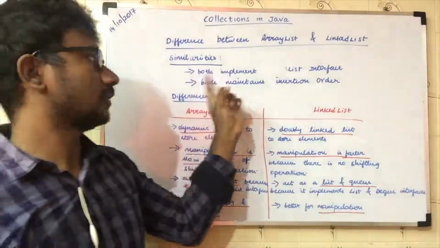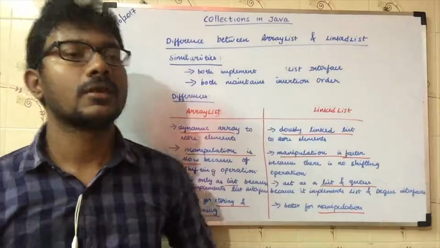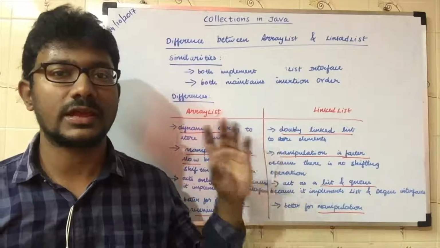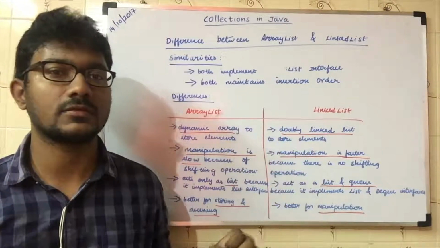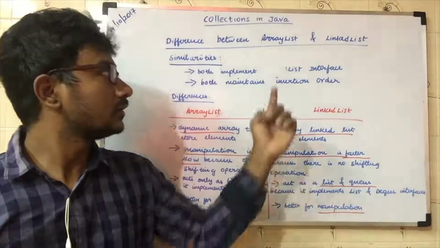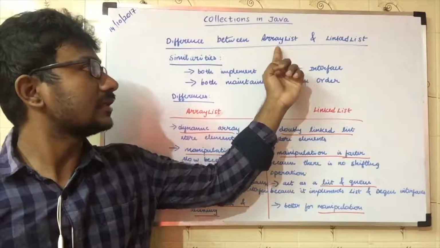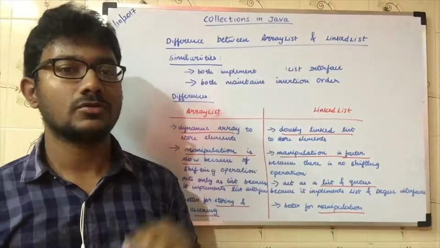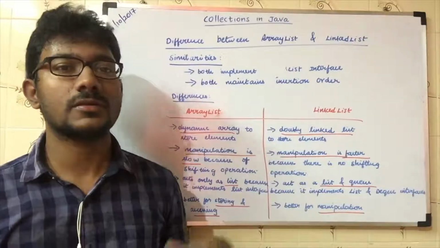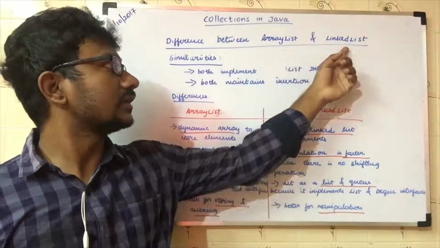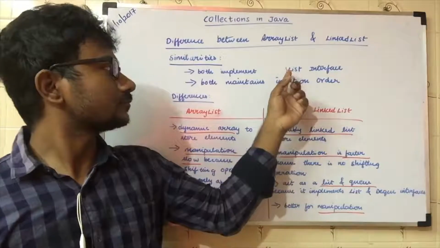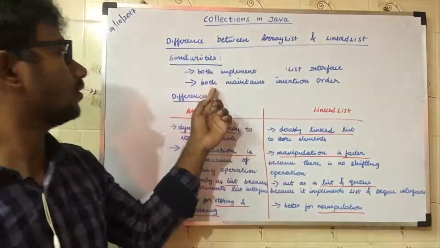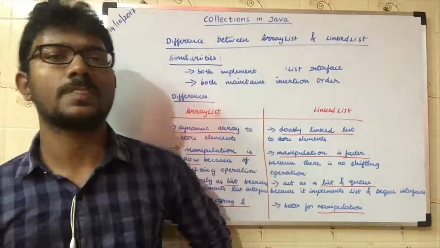The first and foremost similarity, both implement the list interface. In the previous video you would have seen the hierarchy of the collections, interfaces and classes. At that time you would have noticed that ArrayList implements the list interface, and LinkedList also implements the list interface. So what it tries to convey is both ArrayList and LinkedList have these abstract implemented things. So both maintain insertion order.